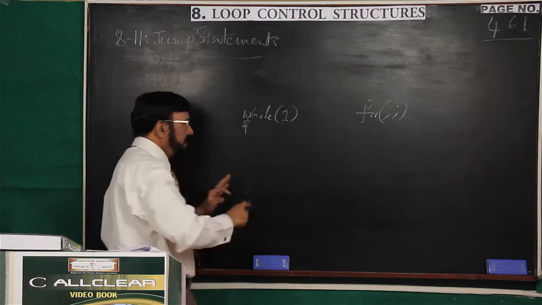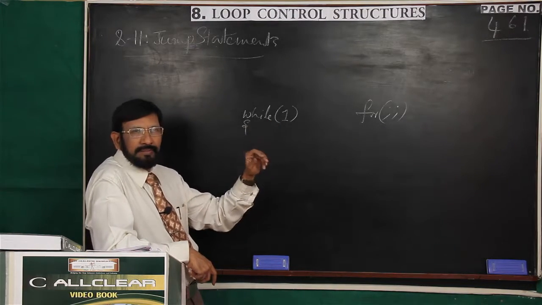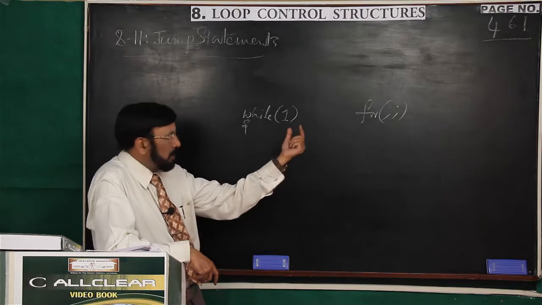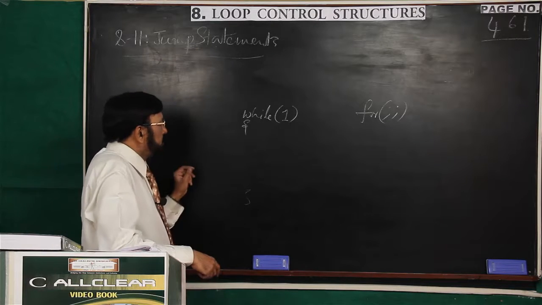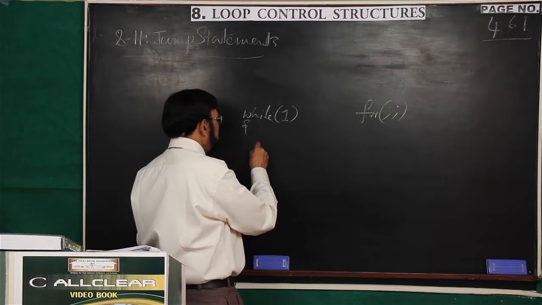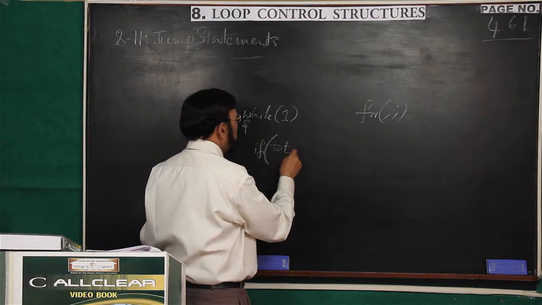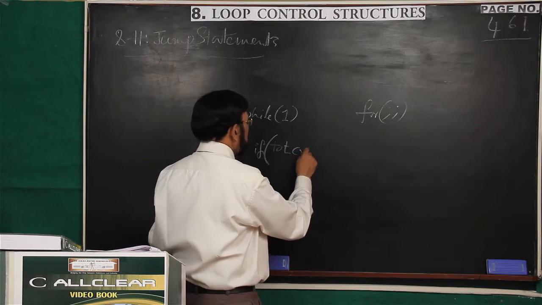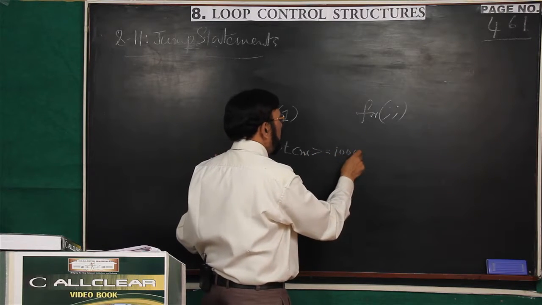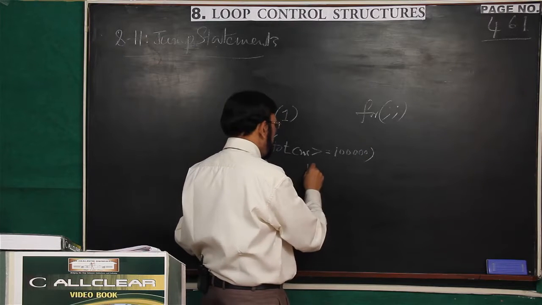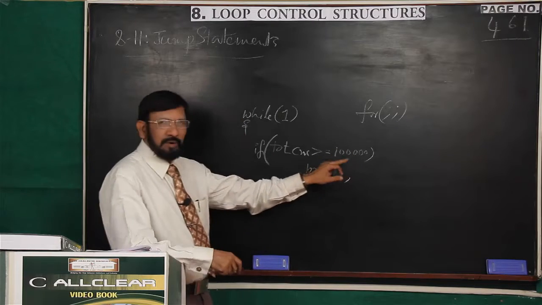Then how many iterations, you do not know. If you know the number of iterations, you can write it here. But how many people you have to approach to get 1 lakh rupees contributions, you do not know. Then what you can write: if total contribution is greater than or equal to 1 lakh, break.